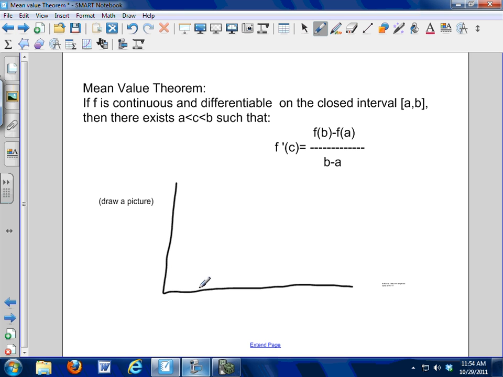Okay, so we've got a closed interval. We've got a continuous differentiable function, which I'm just going to draw something like that. And f(b) minus f(a) over b minus a, that's my change in y over my change in x. That's basically the slope. Right, so boom to boom.